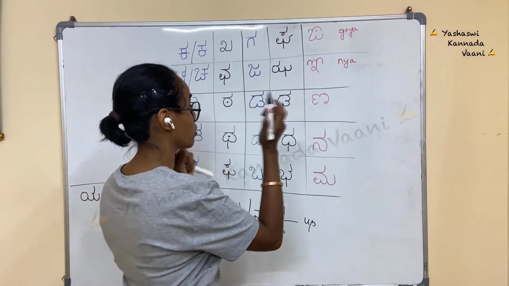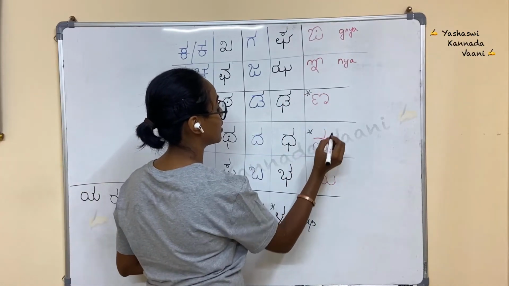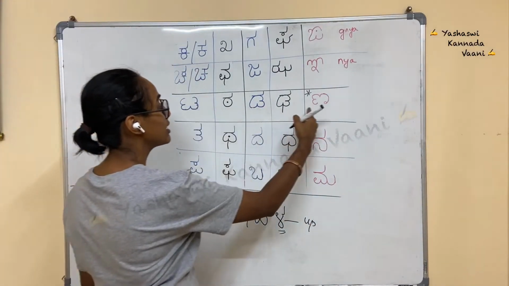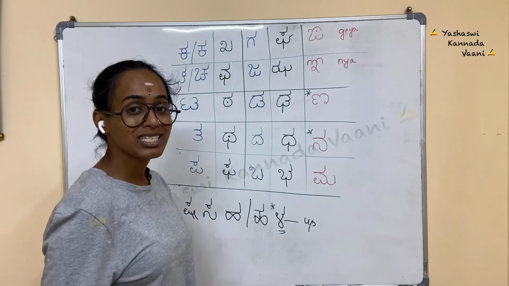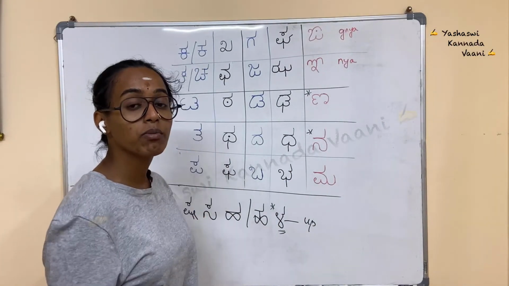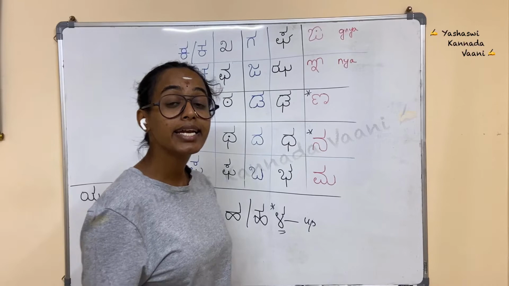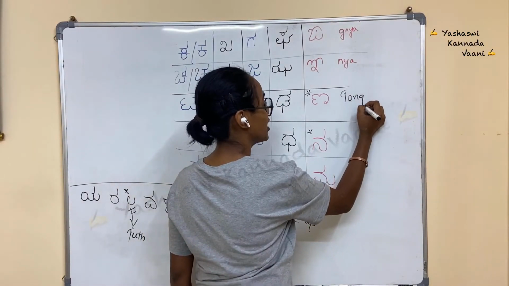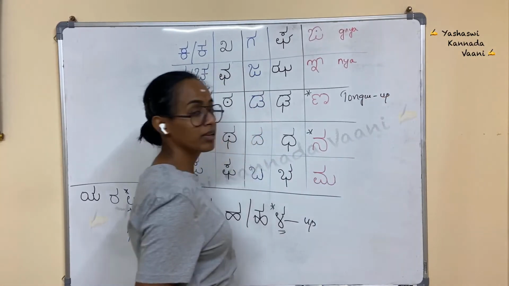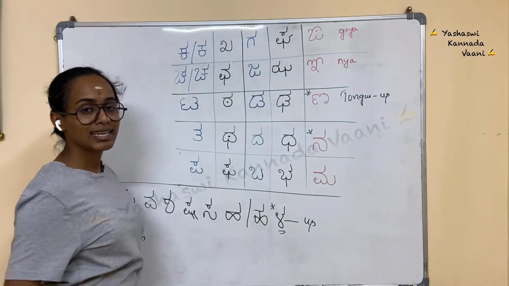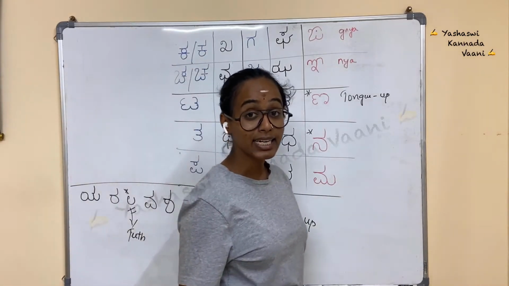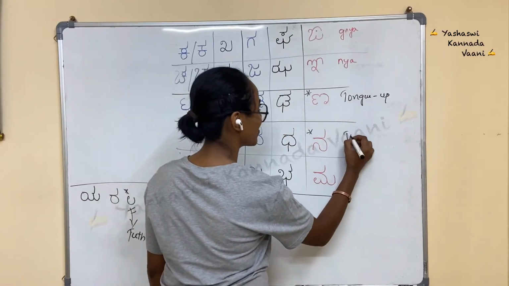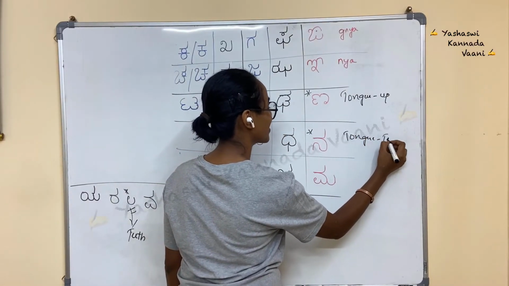Similarly, we have here also na and na. All these letters, I'll come to this completely. All these letters are pronounced by touching your tongue to the upper side of the mouth. Ta, ta, da, da, na. Where the tongue will touch up. If you observe all these letters, the tongue will touch your teeth. Ta, tha, da, da, na. The tongue will touch your teeth.